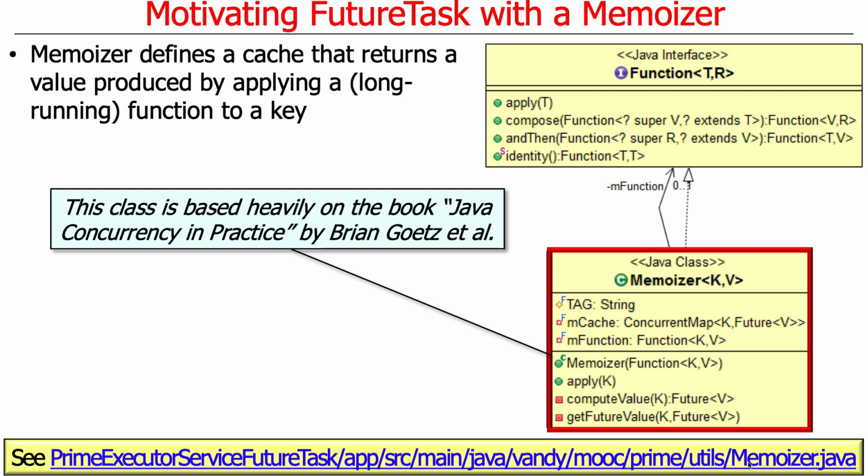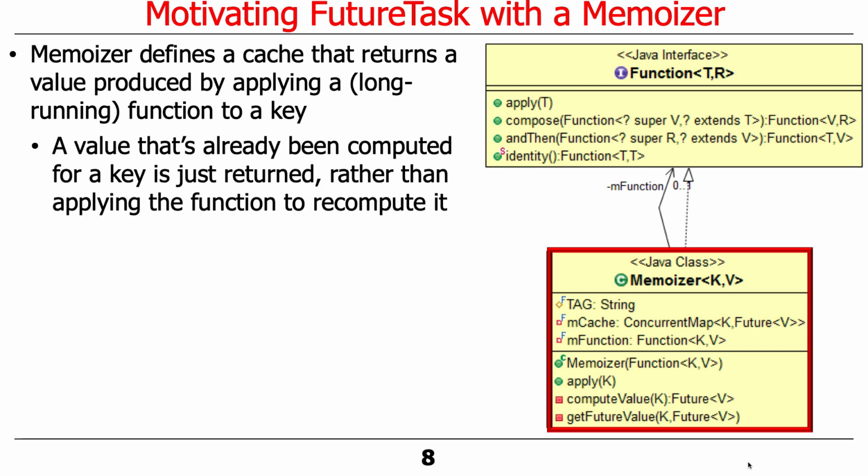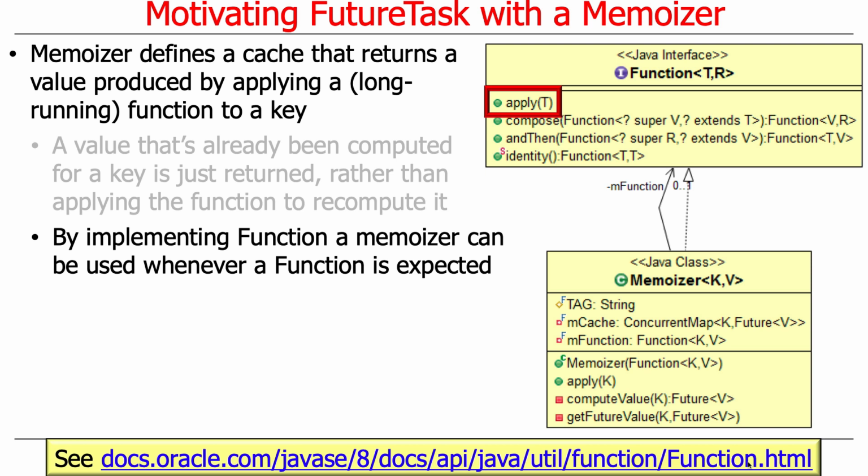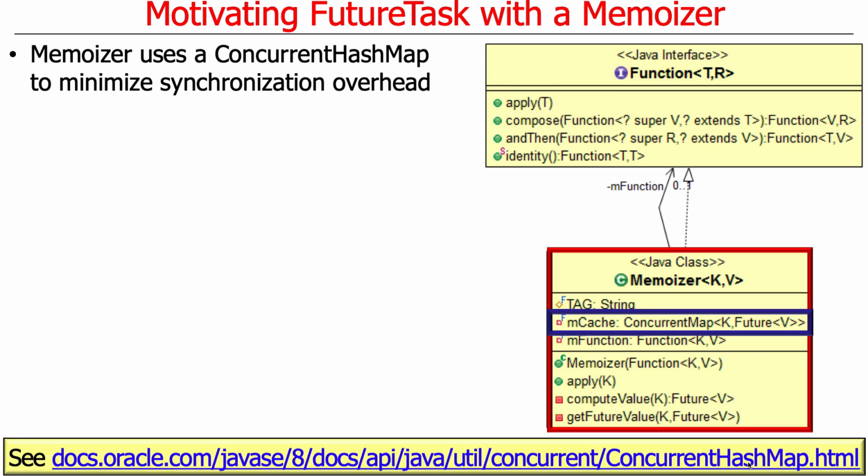We are going to use the future task in order to be able to implement the Memoizer. So this is going to be a different implementation of Memoizer than what we looked at before. This particular implementation is based on the Java Concurrency in Practice book. There's a chapter in there that talks about using Memoization, and it's very, very similar to what we're talking about here. So if you've already computed the value, just return it. Don't bother applying the function unless it's not already there. As before, we implement the function interface so that Memoizer can be used wherever a function is expected. You'll see how that gets used in a second.